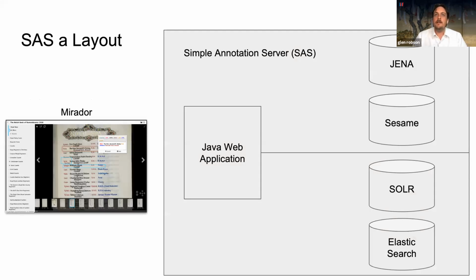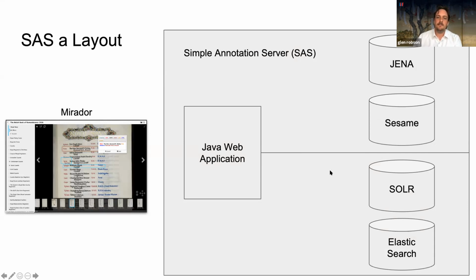So to do this, we supported a number of backends to the Simple Annotation Server. The way it works is that we've got Mirador on the front end, which sends the annotations to a Java web application. And then you have a choice of backends on where you want to store these annotations. So the first one we developed was Jena, which is a linked data database. Then we quickly moved to Sesame because it had a better front end.